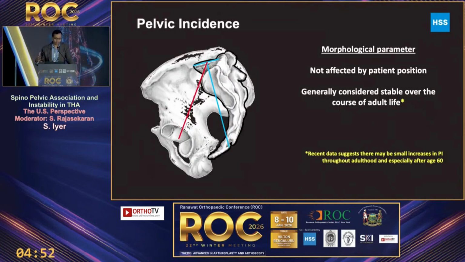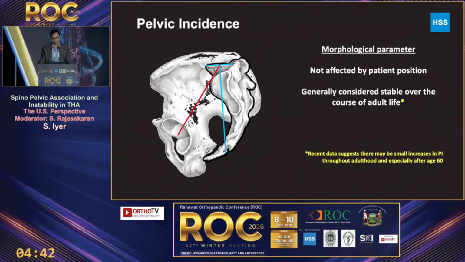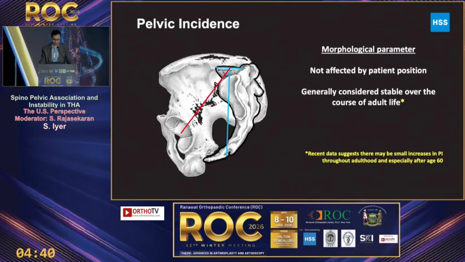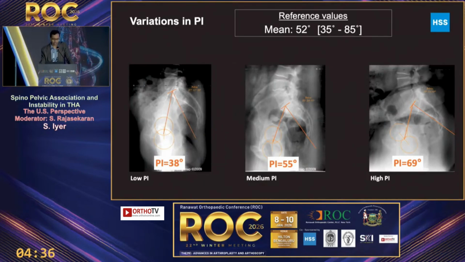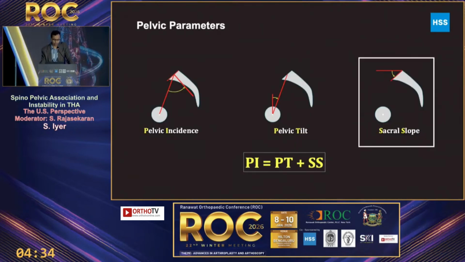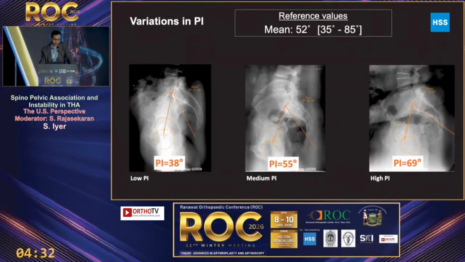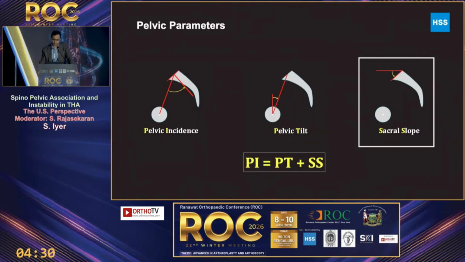It's an important parameter for us because it's morphological, so it doesn't change. It changes as you grow up, but once you reach skeletal maturity, it's fixed. So as the patient is standing, semi-recumbent or sitting, it doesn't really change the pelvic incidence. There's a wide variation, as we noted before, with ranges from 30 to 80 degrees.